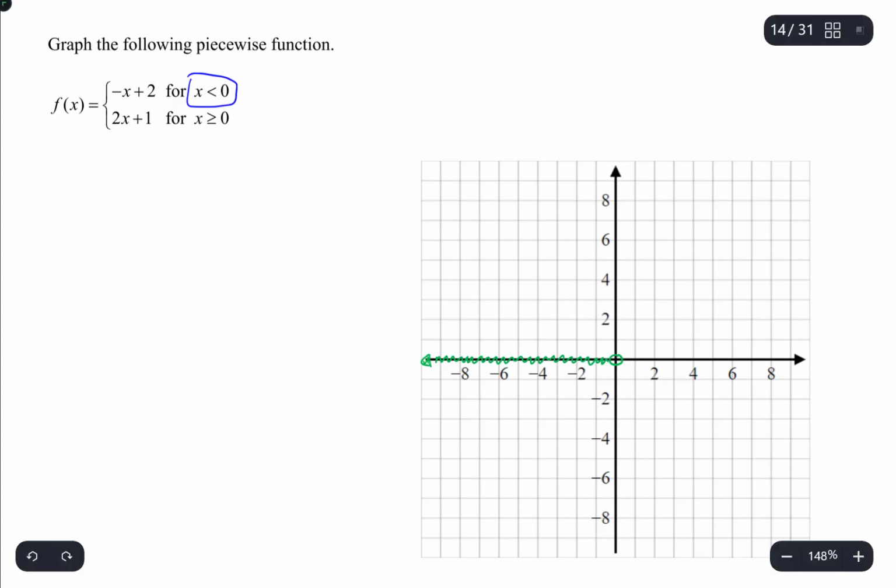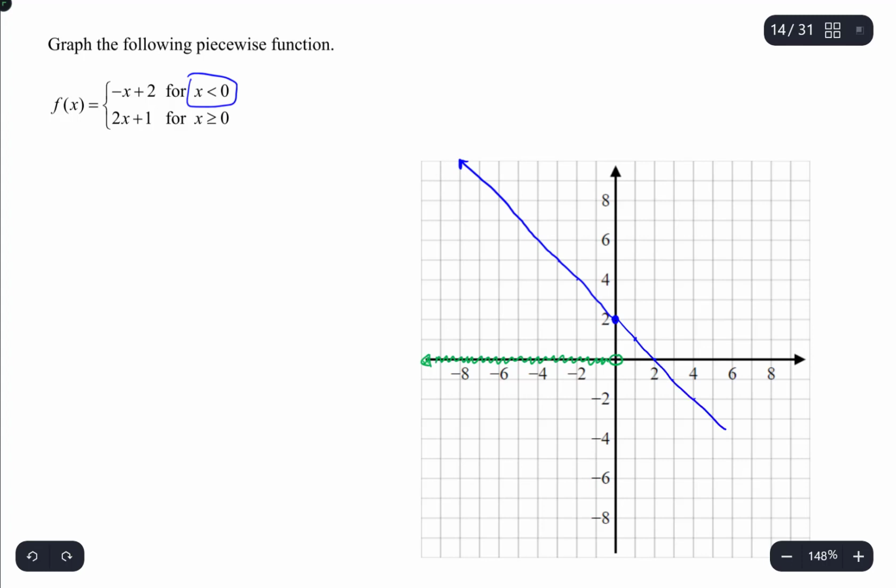All right, now this function, negative x plus 2, it normally would look like this. It would be a line that passes through the y-intercept at positive 2 and has a slope of negative 1. All right, so let me just get a few points here and sketch in the rest of that line.